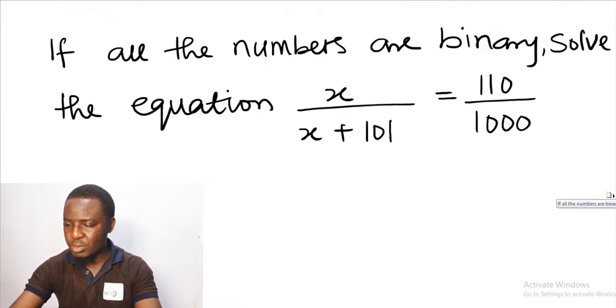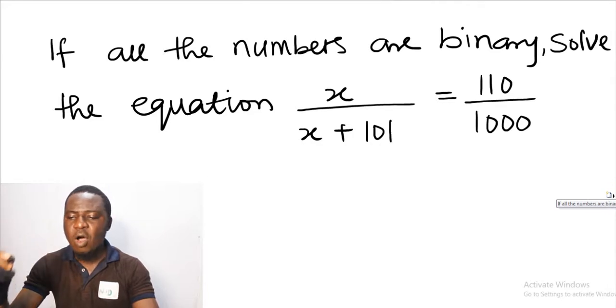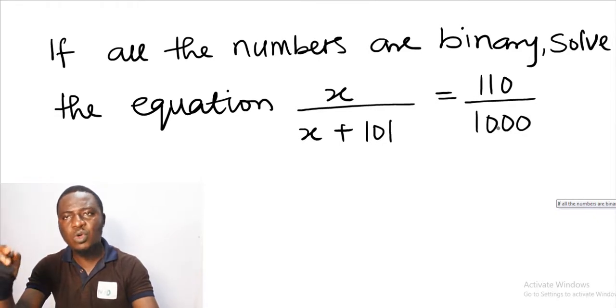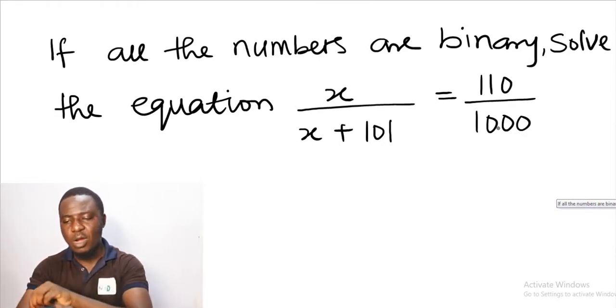Let's take another equation. This question says, if all the numbers are binary, you should solve the equation. What that means is, this is in base 2, base 2, base 2. They are all in base 2. We should solve the equation. What is x, if all are in base 2?